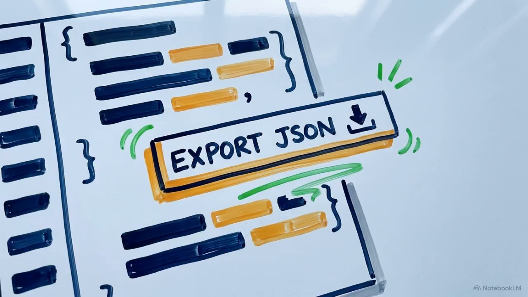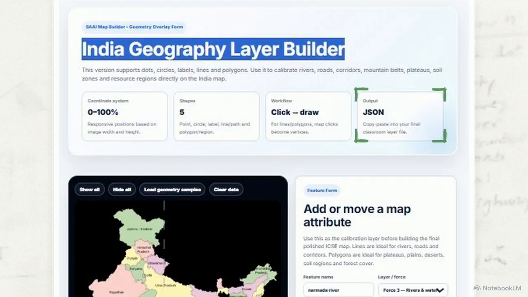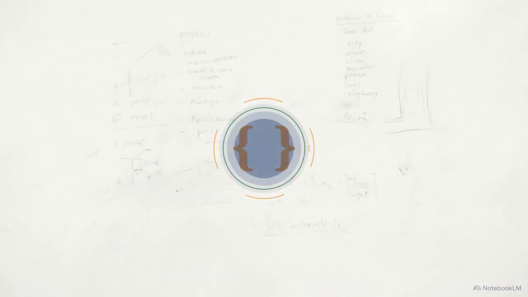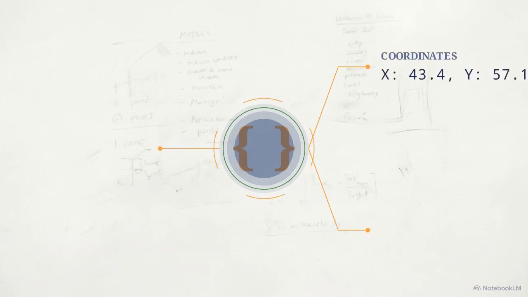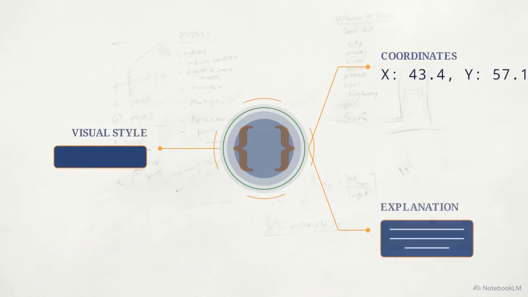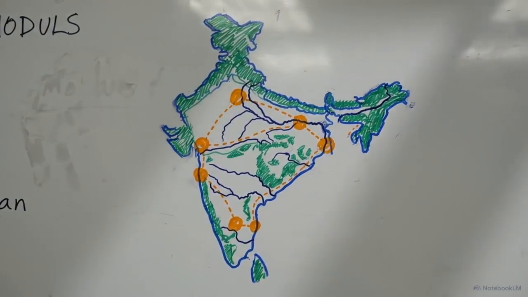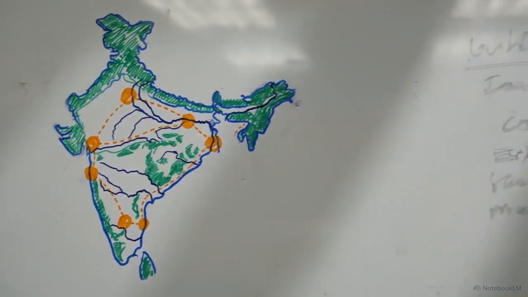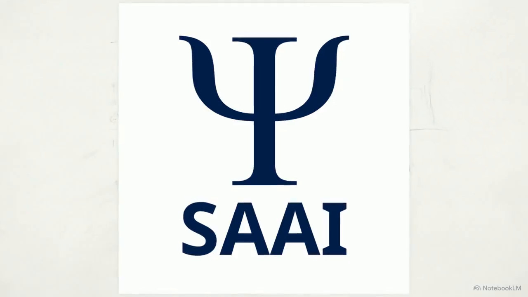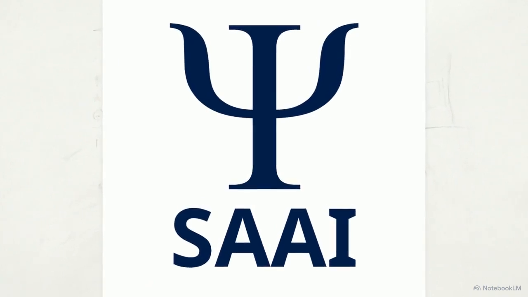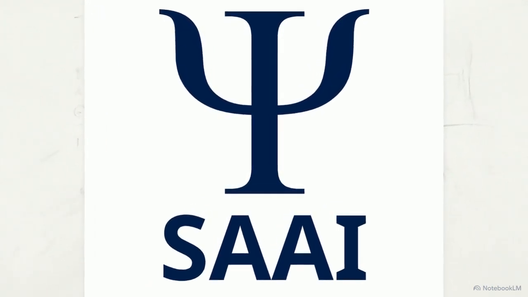The final step in the process is exporting your map data. Navigate to the Output module at the top right and click Export JSON to generate the code for your project. This file contains the master data for your map. It locks in every coordinate, style choice, and explanation for use in future assignments or infographics. The finished map shows how the different layers interact, tracing the links between terrain, water systems, and infrastructure. Overlapping these layers creates a clear map of the physical and economic framework supporting Indian society and industry.